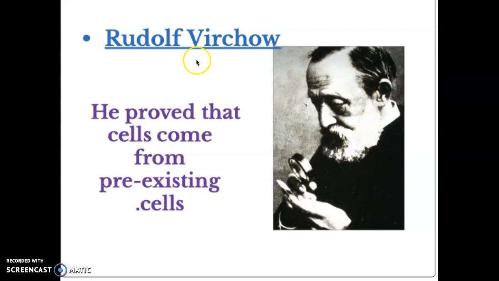And then we're going to move on to Rudolf Virchow. He came up with a part of the cell theory that says that all cells come from pre-existing cells. This just means that your cells were able to reproduce and make new cells, so every time a cell reproduces, it's because they had the ability of coming from a cell that existed before it.